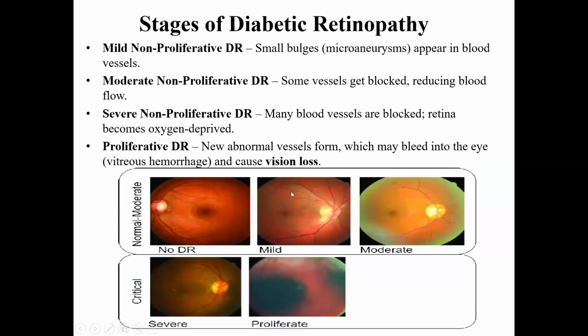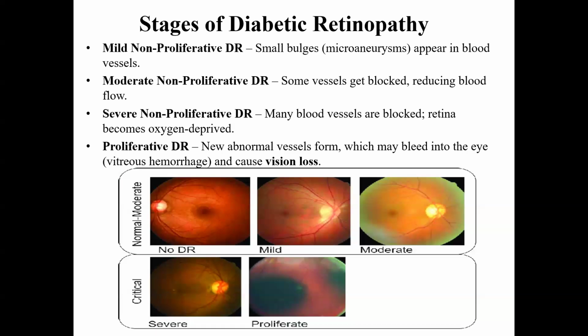Now, next we will see the different stages of diabetic retinopathy, which I'll also be referring to as DR. We can basically categorize it into four stages: mild, moderate, severe, all of which we call non-proliferative, and the last one is the final stage, which we call proliferative diabetic retinopathy. And I've also put some sample images which were taken from one of the research papers which I referred.